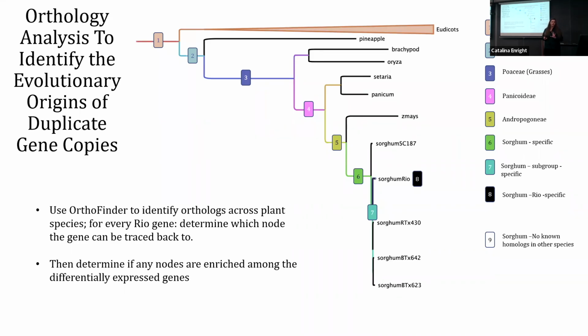So we did an orthology analysis across a bunch of representative species. What we did was try to determine, for every gene in all the genomes, the origin of that particular gene copy and assign it to a branch on the known tree among all these organisms. Then once we categorized all the genes, we asked which of the differentially expressed ones tend to be where on this tree.